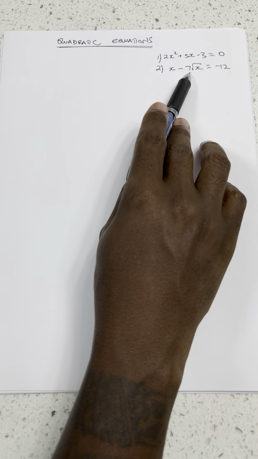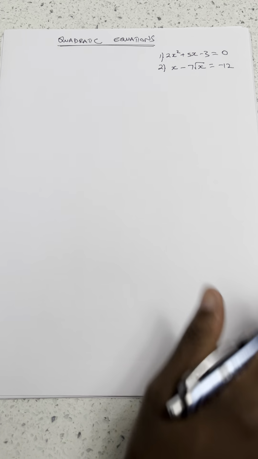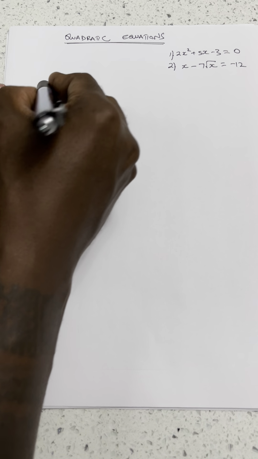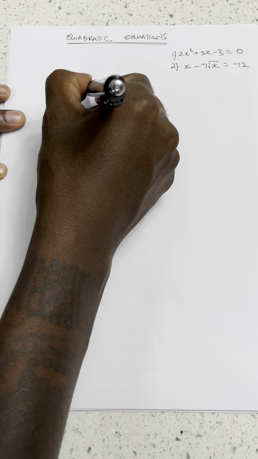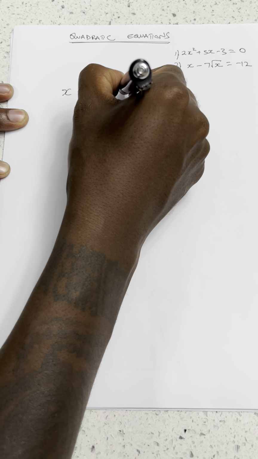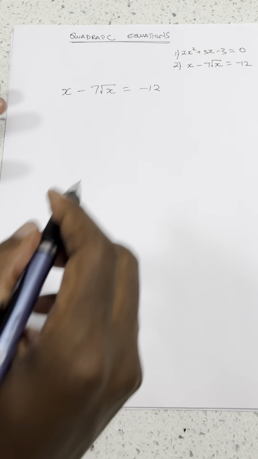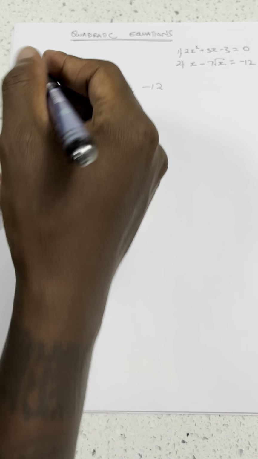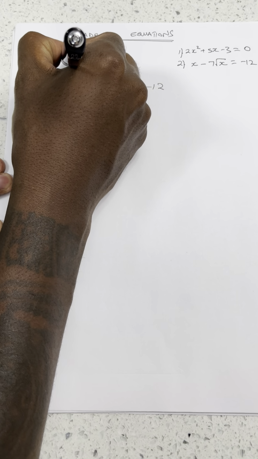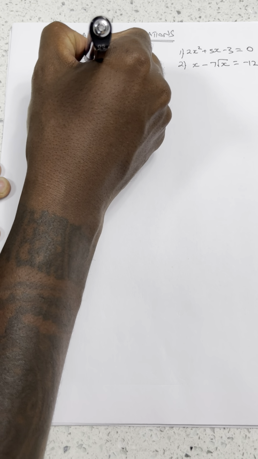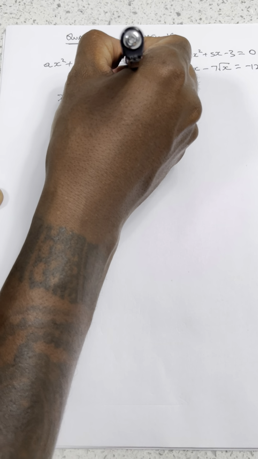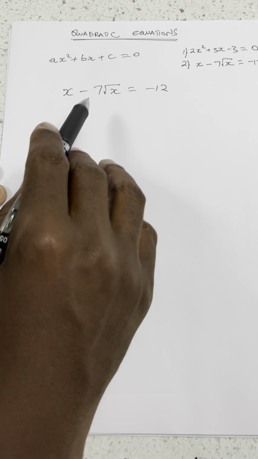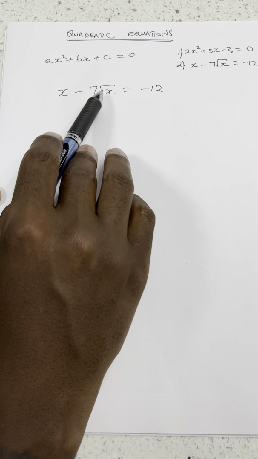There are two ways of solving this. There's one that I prefer and another one which I know some students might prefer. Let's solve it. This is x minus 7 root x equals negative 12. The method I prefer, because I'm not used to seeing quadratic equations like this, I am used to seeing them as ax squared plus bx plus c equals 0. Now that there's a square root here, it gets confusing for some students. So we'll try to get rid of this square root.